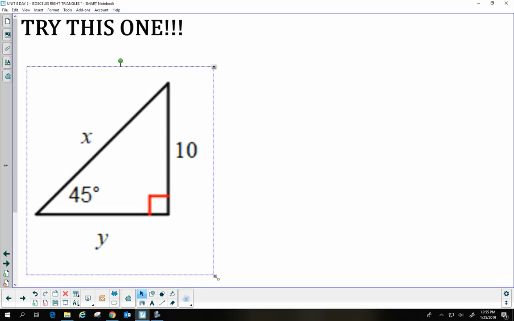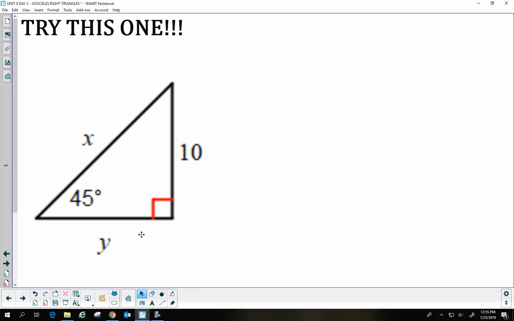Give this one problem a try. Find the length of the hypotenuse and the length of y here, the other leg. If you have questions, make sure you're ready to ask them in class.